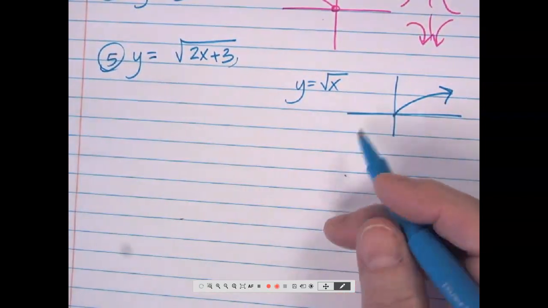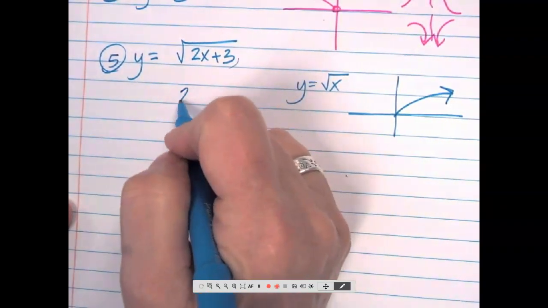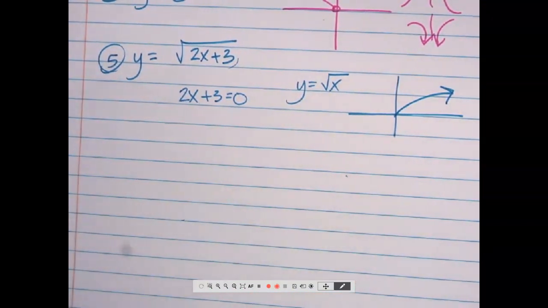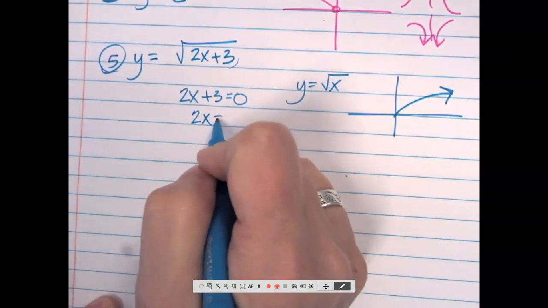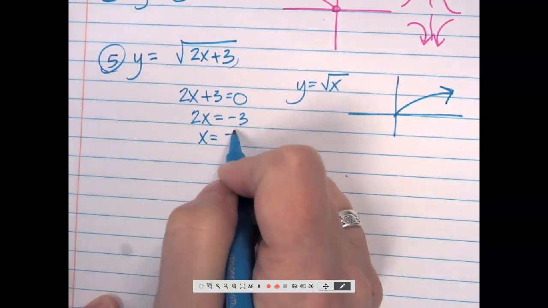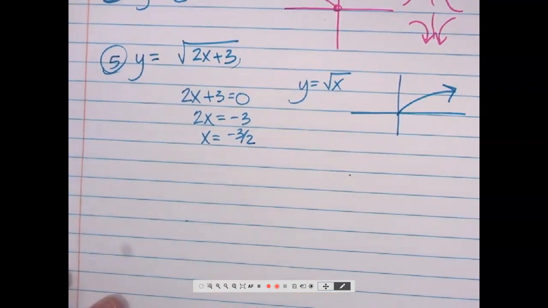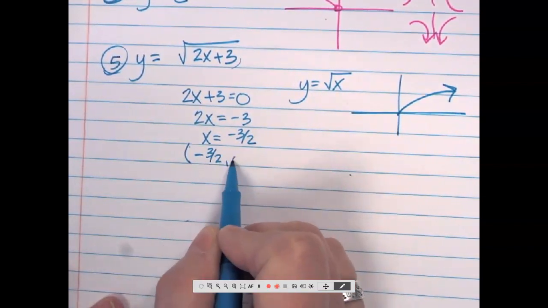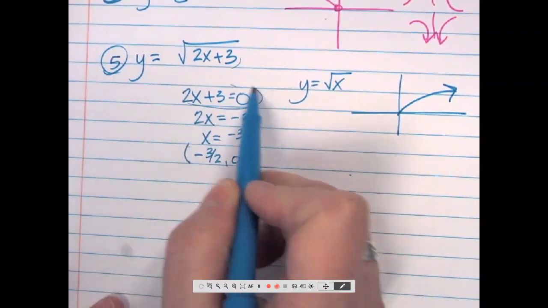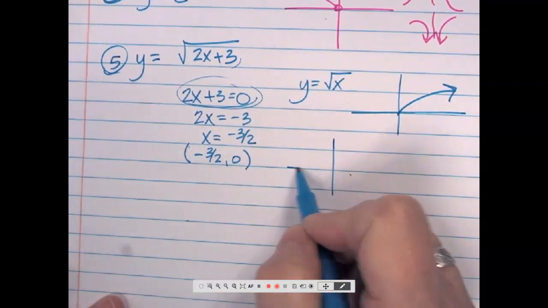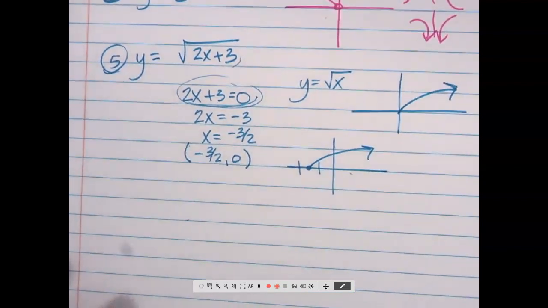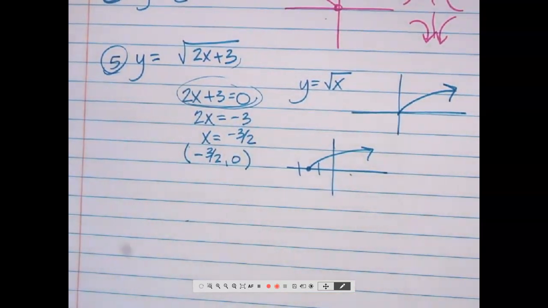Okay, so now what does the 2 do? To figure that out, I want to just set this equal to 0. I want to see what makes that be 0. 2x is -3. x is -3/2 or -1.5. That is the new 0. -3/2 comma 0, because I made that equal 0, right? So now this graph comes back here at -1.5, but basically looks the same. So it's shifted left 1.5.